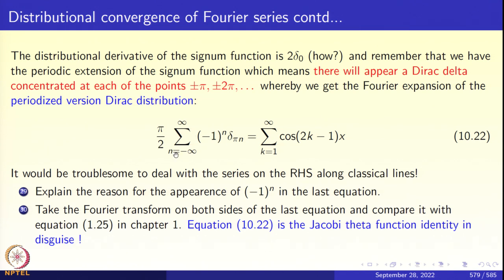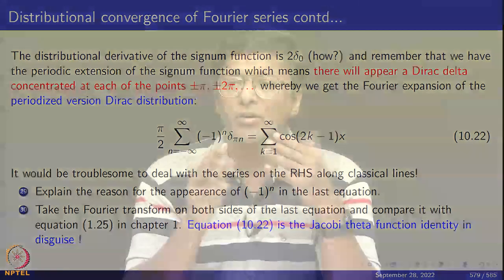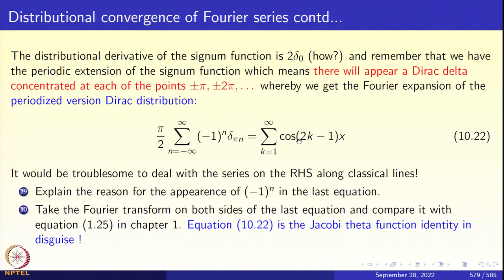Now, I take the Fourier transform of both sides of 10.22. Both sides are distributions and both sides converge weakly in the sense of distributions. That is, the partial sums of the two series on either side converge in the sense of distributions. The Fourier transform is a continuous operator in the sense of distributions. And so I can take the term by term Fourier transform of both sides.